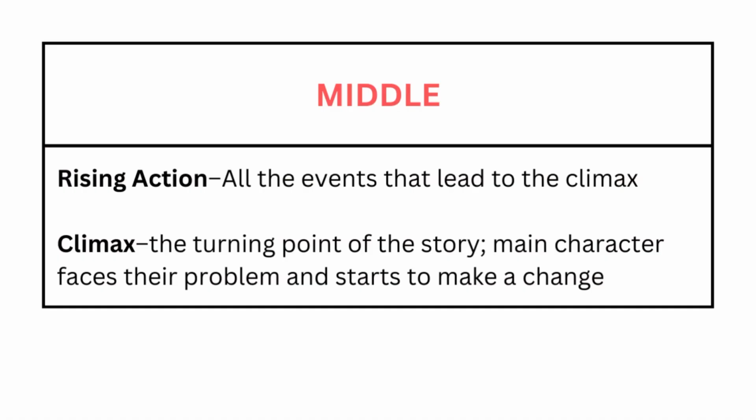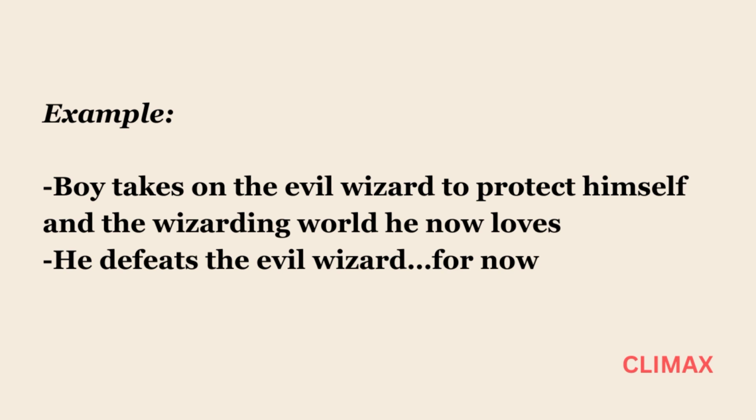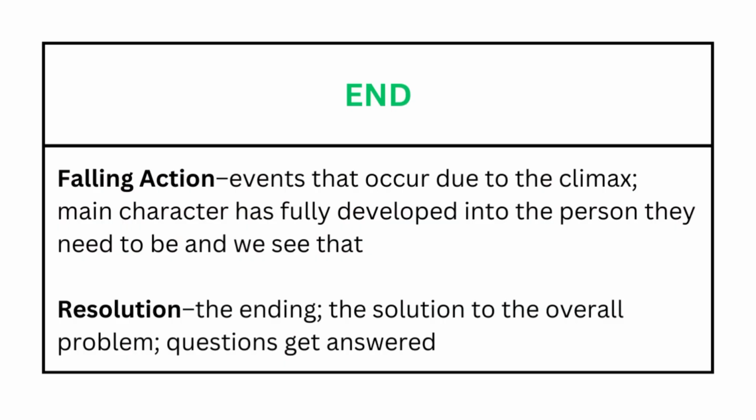The climax is the turning point of the story. The main character faces their problem and starts to make a change. For example, boy chooses to take on the evil wizard to protect himself and the wizarding world he now loves. And he defeats the evil wizard. For now. In the end, we have the falling action and the resolution.